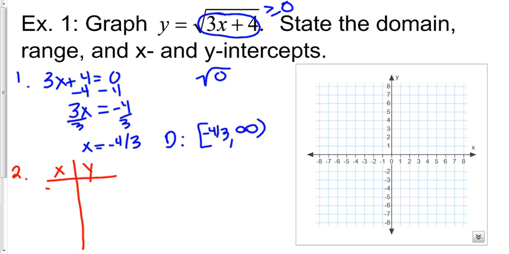So the first point that I know is that negative 4/3 gives me the square root of 0, or 0. We know that if you plug in negative 4/3, you get negative 4 plus 4, the square root of 0, 0. Let's move on and plug in some other values. What if I plug in negative 1 for x? So the function becomes the square root of 3 times negative 1 plus 4. Well, that gives me negative 3 plus 4, 1, and the square root of 1 is 1. So negative 1, 1 is on the graph.